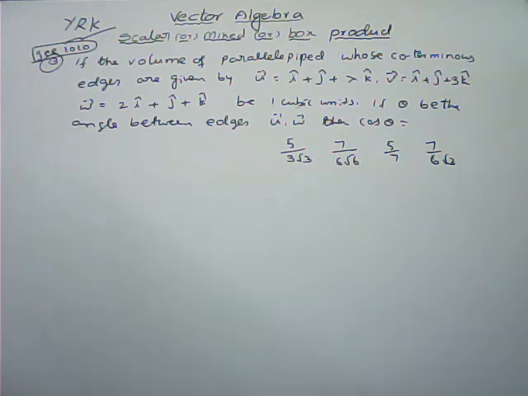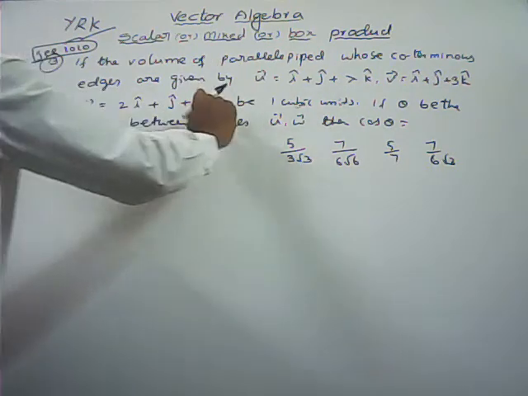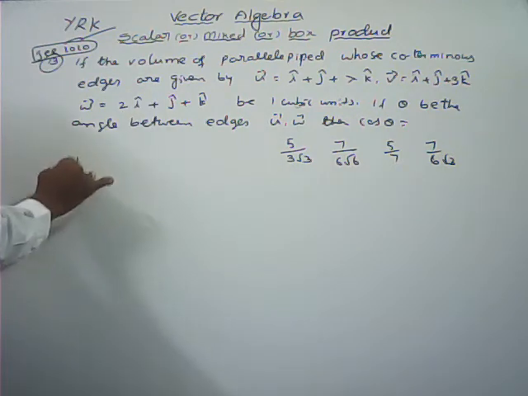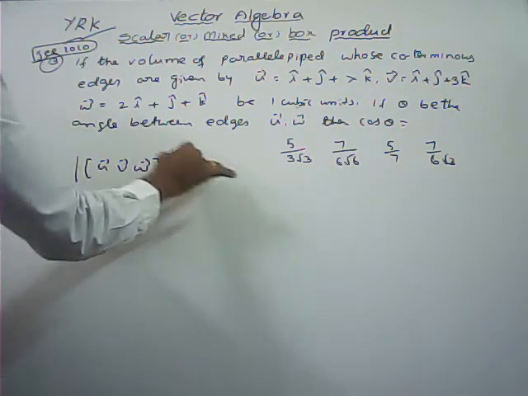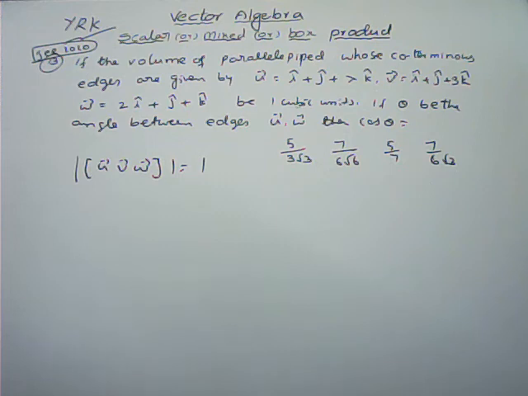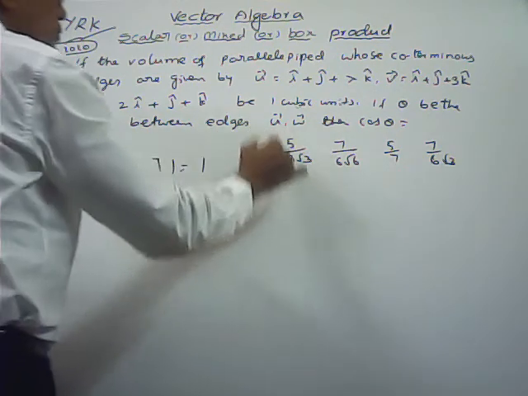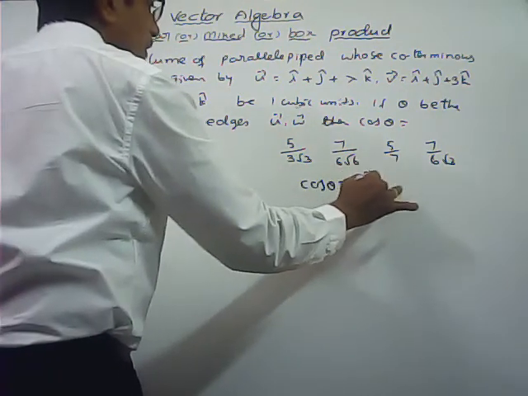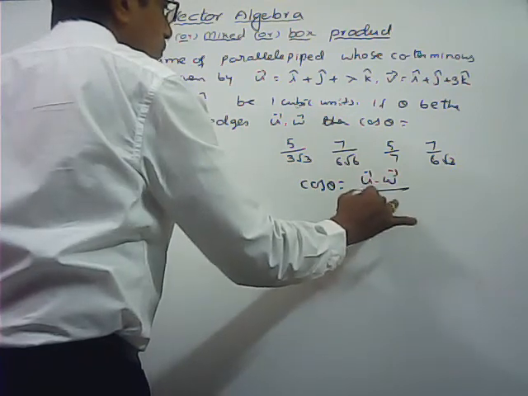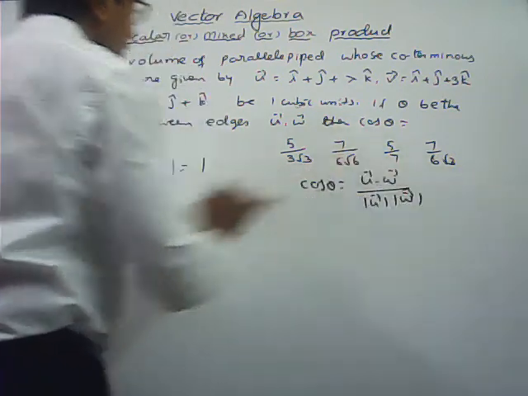See here, this is a JEE Mains 2020. If the volume of parallelepiped whose coterminous edges are given by U, V, W, volume of the parallelepiped, that is modulus of box UVW, that is equal to 1 is given, and theta is the angle between U bar and W bar. So here we can write cos theta is equal to U bar dot W bar by modulus of U bar into modulus of W bar. Two conditions are given here.